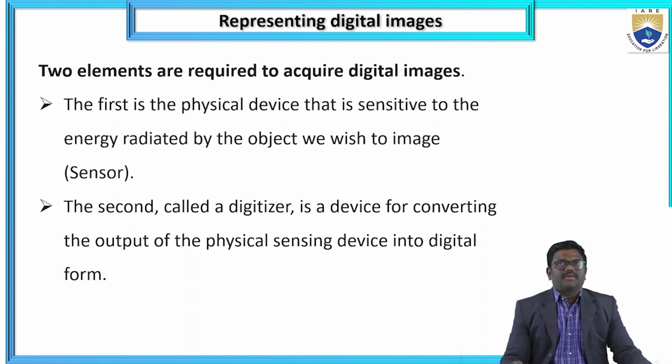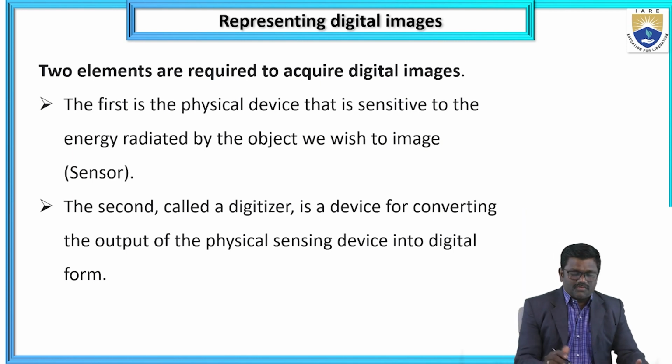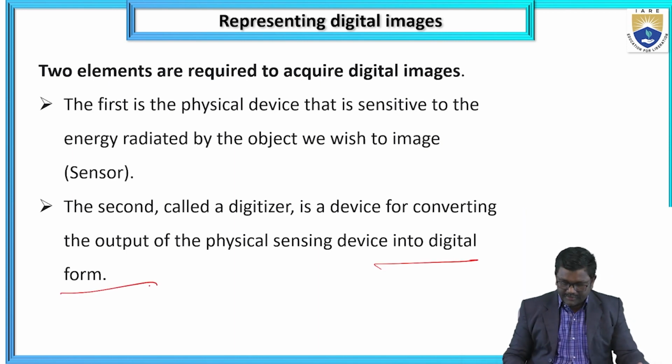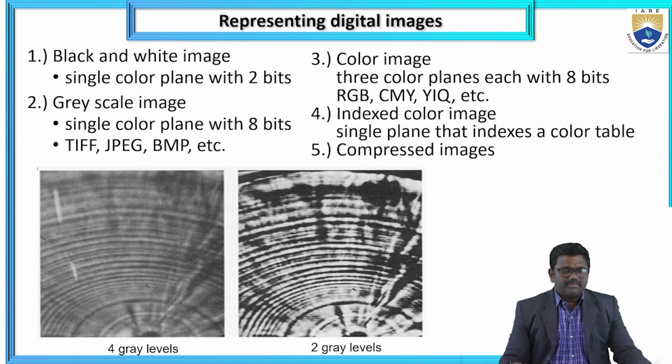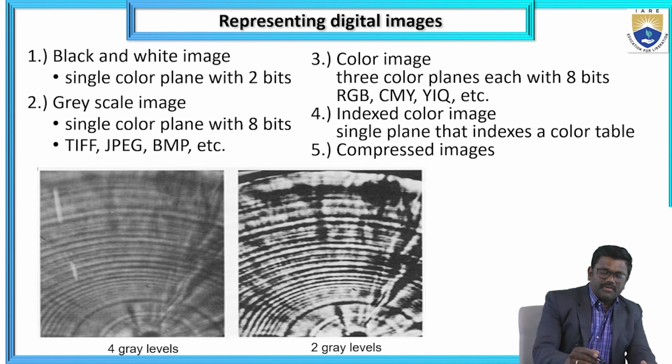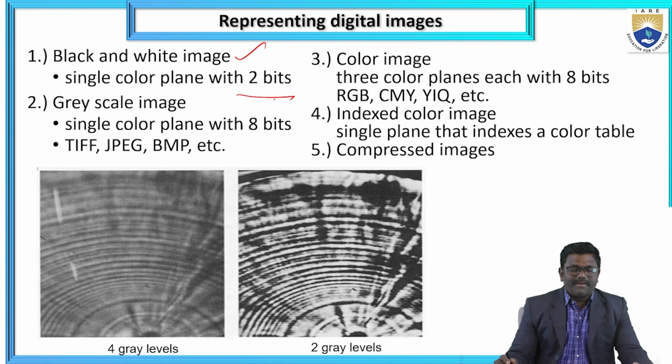Two elements are required to acquire digital images. Number one, the first is a physical device that is sensitive to the energy radiated by the object you wish to image, called a sensor. The second, called a digitizer, is a device for converting the output of the physical sensing device into digital form. Keeping your image in terms of bits is called digitized.